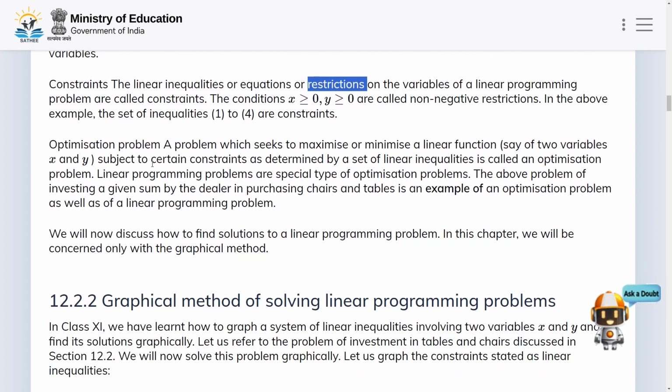Now, an optimization problem: a problem which seeks to maximize or minimize a linear function, subject to certain constraints as determined by a set of linear inequalities, we will call an optimization problem. Clear? I hope it is clear to you.